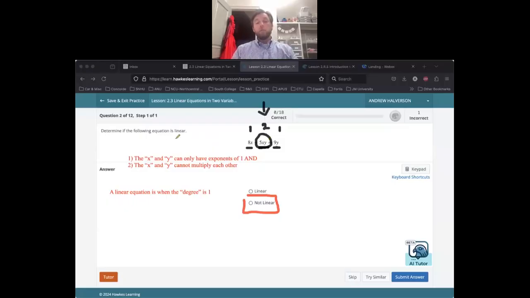And so essentially what it boils down to is these two conditions right here. The x and y have to have exponents of 1, and the x and y cannot be multiplying each other. That's essentially the same thing as saying that the degree is 1. That's how you know when the degree is 1: the exponents over the variables are 1, and the variables are not multiplying each other.